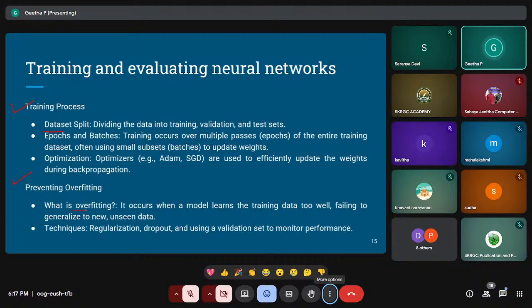So the training set is used to train the network, for example, adjusting the weights. After that, we can validate the data set. The validation set is used for checking generalization and tuning the parameters. After the training and validation, we test the data only at the end to evaluate the model performance.